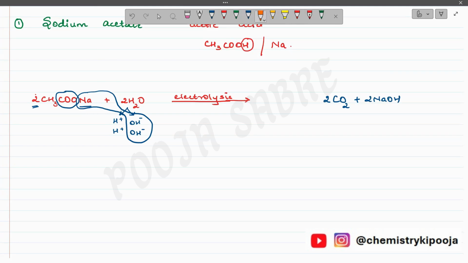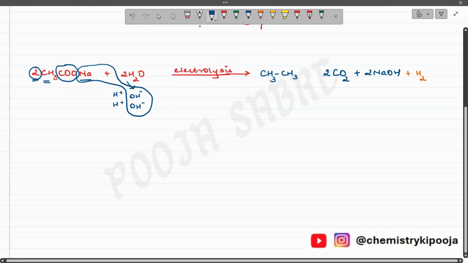And then what are we left with, students? We are left with H plus. So 2H plus, they will combine to give H2. And then we are left with the major product. What is the major product over here? CH3. So 2 CH3 we have, and this CH3 will form a bond with one more CH3. Clear? So basically there is a bond formation between the carbon-carbon, and I'm going to get this particular structure. Clear? So this is the reaction.